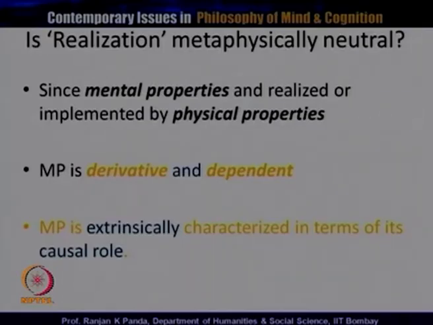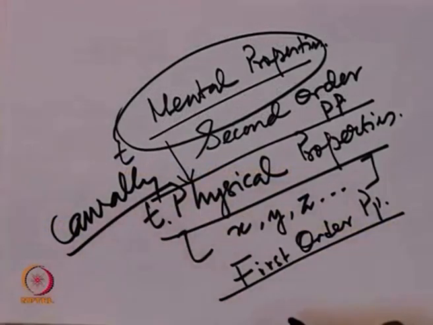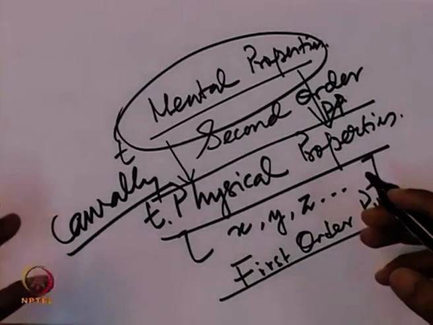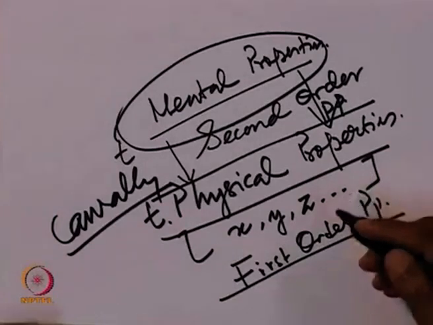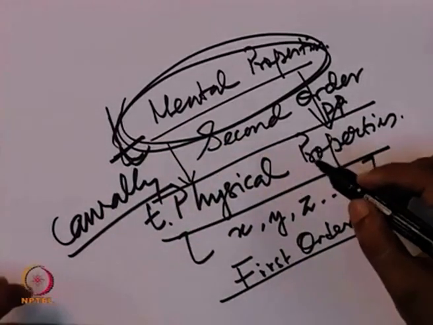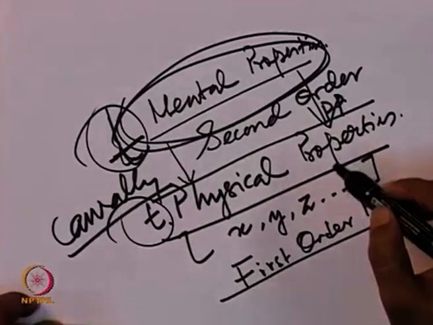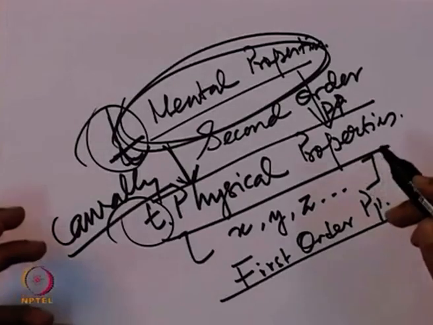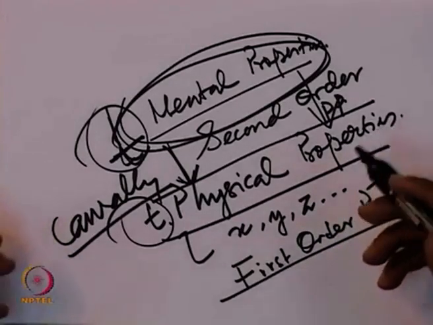Since mental properties are realized or implemented by physical properties, mental properties are derivative, they are dependent, we would call it causally dependent. Let us call it a kind of causal dependency, or we can talk about some kind of causal derivation, that these properties which are emerging at the same time t are causally derived, because they are not only correlated, they are co-occurring at the same time.